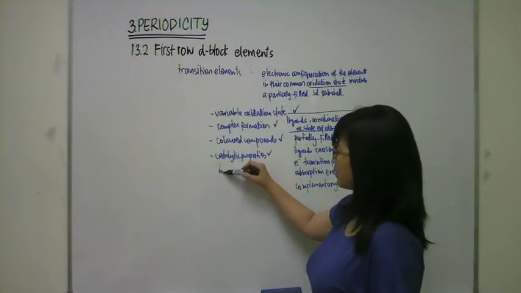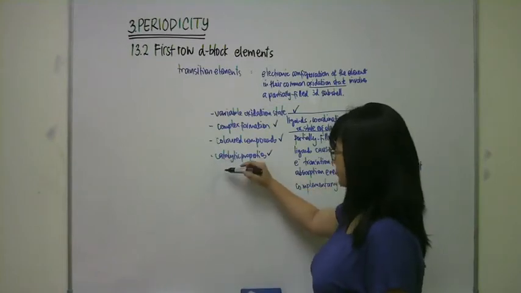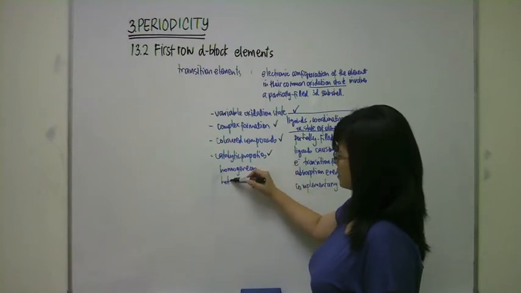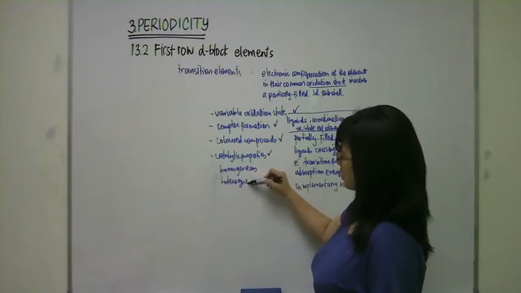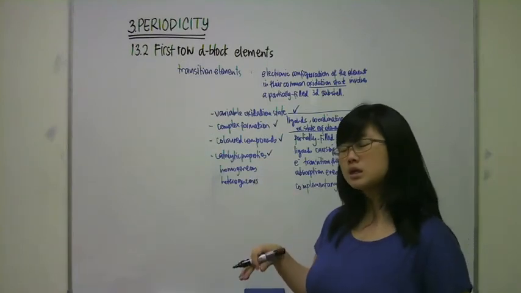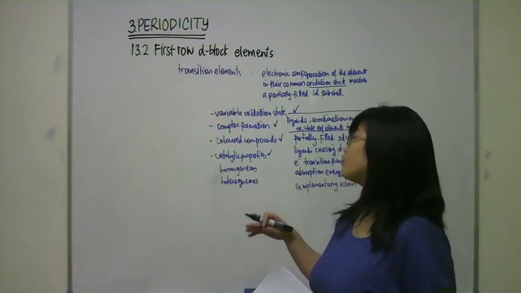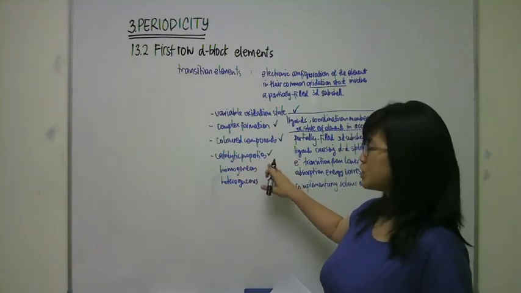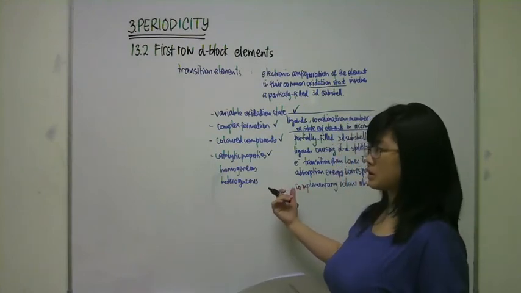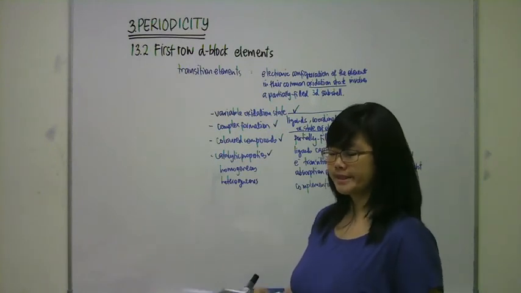Then the last one will be about catalytic properties. So you need to explain about homogeneous and heterogeneous catalysis, and what property of transition elements allows them to be a homogeneous catalyst or a heterogeneous catalyst, and give some examples for homogeneous catalysis and heterogeneous catalysis. That's all for chapter 3.